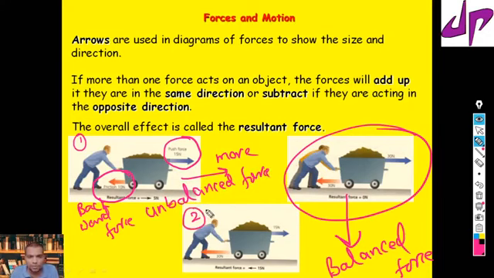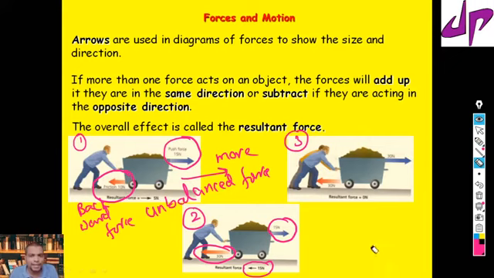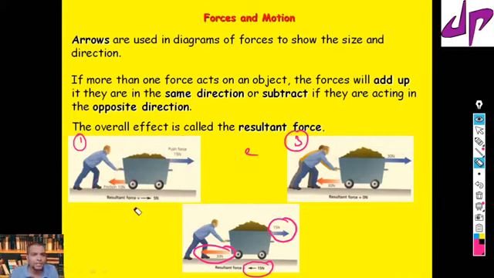In the second figure also, the forward force is 15 Newton and the backward force is 30 Newton. The resultant force is what is left over. If you subtract 30 minus 15, you get 15 Newton. That will be the resultant force, in the backward direction. This is an example of unbalanced force. So here we defined what balanced force and unbalanced force are.